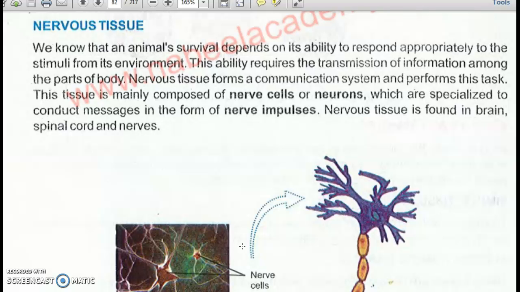Neurons are specialized cells which conduct messages in the form of nerve impulses to and from the brain and spinal cord. So nervous tissue is present in the brain, in the spinal cord, and also in the nerves.